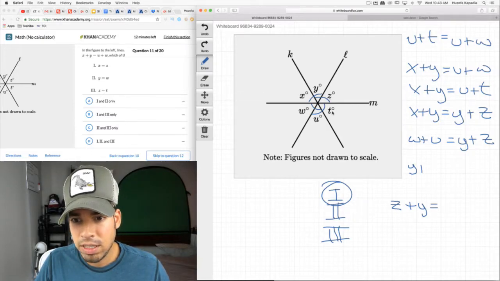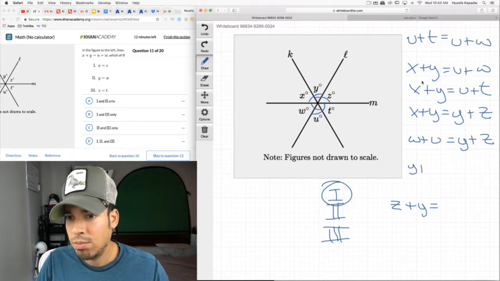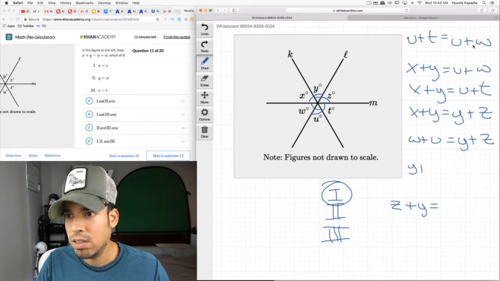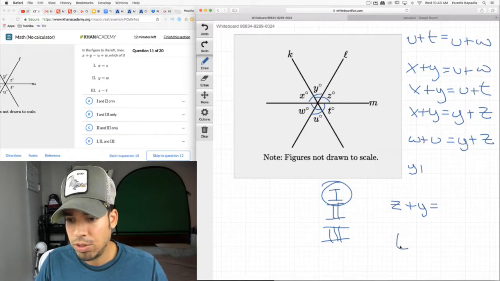Does z definitely equal t? And what I need to figure out there, okay, so u plus t, there must be a faster way to do this. u plus t equals u plus w. So t equals w.